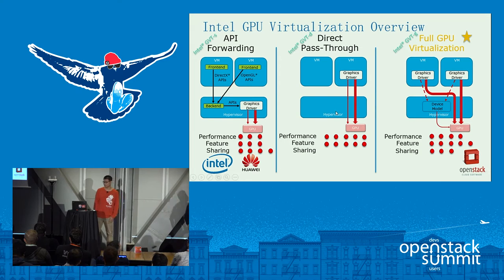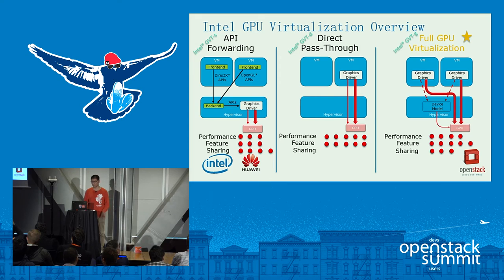Okay. Yeah, I will give an introduction to Intel GPU virtualization. Here is our overview. There are currently three ways to do GPU virtualization. The first one is called API forwarding. The VMs use DirectX and OpenGL APIs, and the hypervisor just forwards these APIs to a virtual graphic driver, and then the graphic driver forwards the API calls to the physical GPU. This is not a very efficient way to do things because most of it relies on the software layer, and it cannot expose the full features of the APIs to the VM. But from the sharing point of view, this can share the GPU among many VMs.